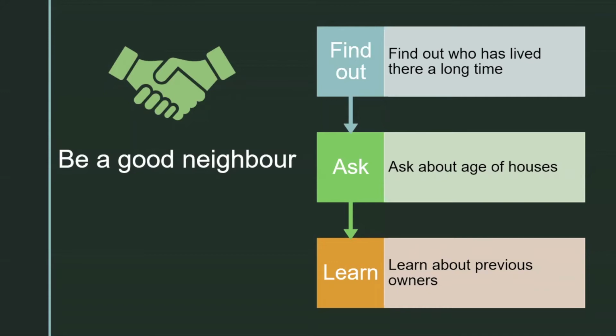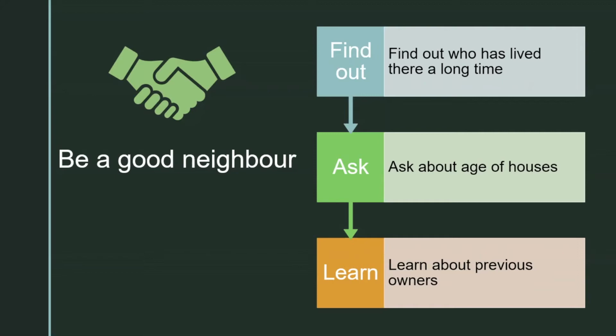Oftentimes, neighbors will have houses of the similar age if they were built around the same time. They might even have documentation about their own property, and that would be interesting for you to look at if you think your house is built around the same time. And if you don't have those original documents, maybe they do, and because they're a close neighbor, their property legal description will be very similar to yours, and so oftentimes those records will be very much easier to find if you know that information. And learning about previous owners as well.